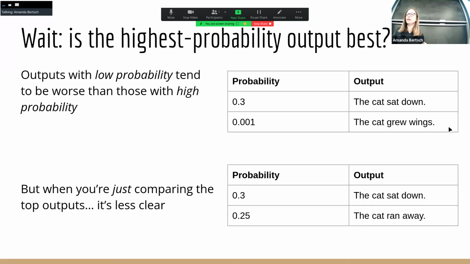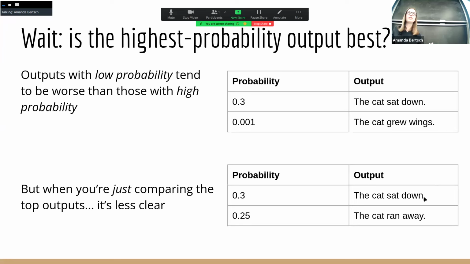But if you look at just the outputs with a relatively high probability, it's less clear that this defines an exact ranking between those outputs. Is the cat sat down necessarily better than the cat ran away? These both seem like pretty reasonable outputs to me, even though one of them is slightly higher probability. And so do we really necessarily need to recover the cat sat down?